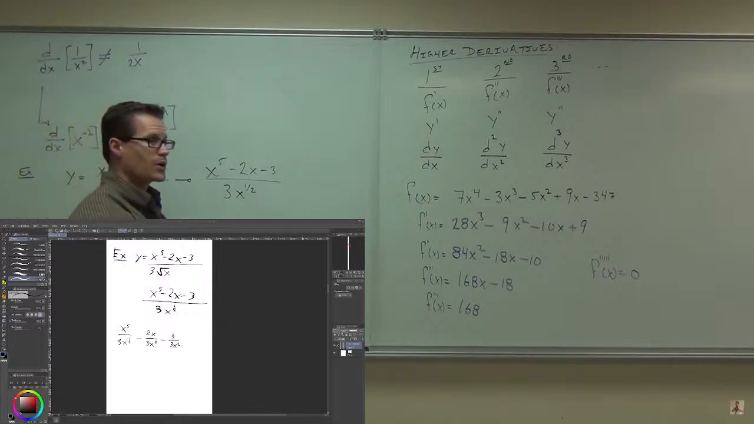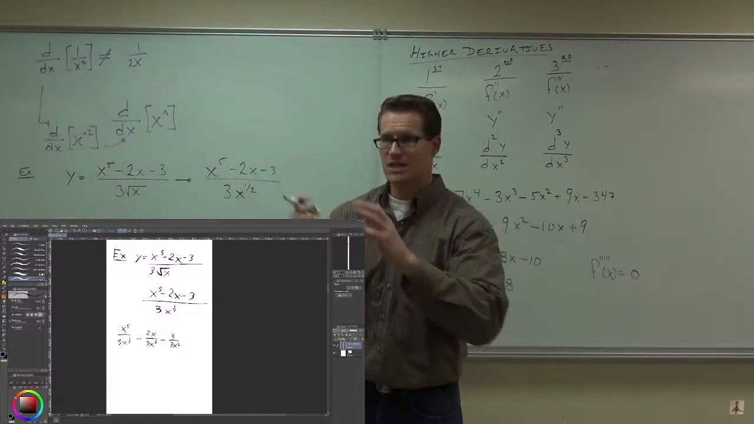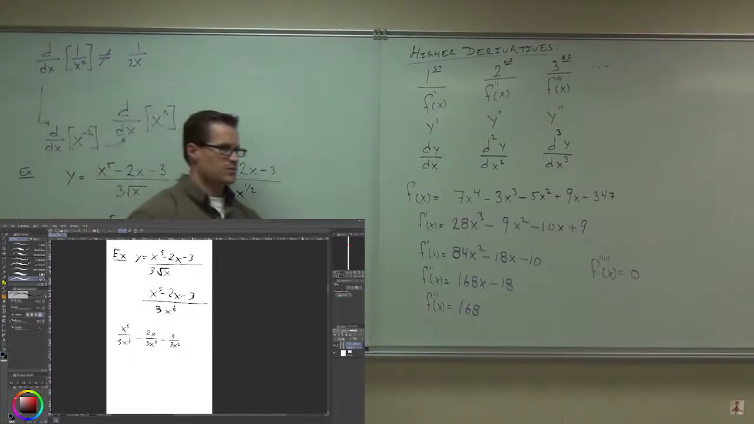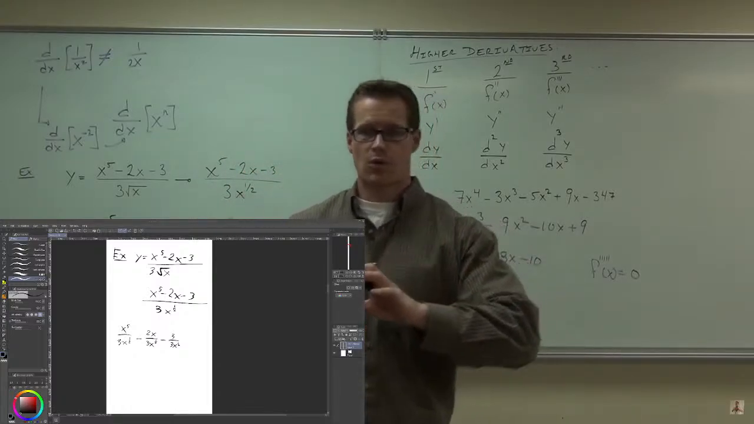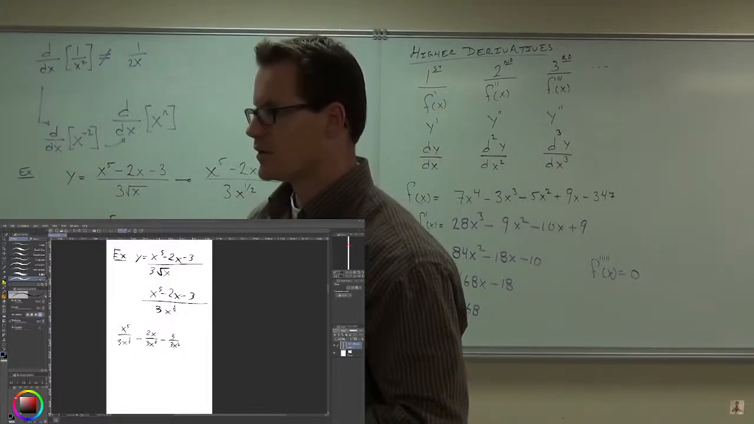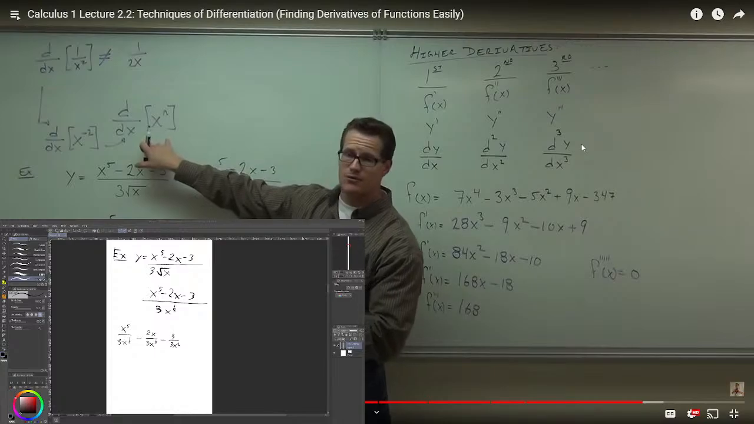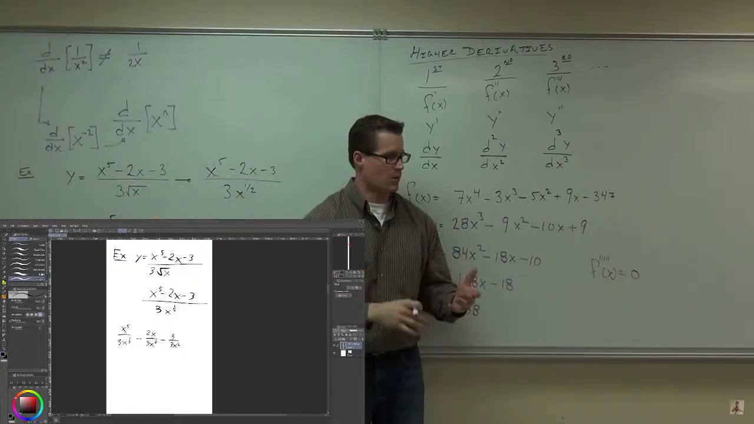That doesn't work. What we could do is potentially split these up into 3 different fractions. So for instance, why don't we try to make it x to the 5th over 3x to the 1/2, minus 2 over 3x to the 1/2, minus 3 over 3x to the 1/2. And then we'll try to simplify each of those fractions to make them fit in our power rule and then take the derivative. Are you guys all right with what we're doing so far? Yeah. We're trying to make it fit into this. If we can't make it fit there, we can't take the derivative right now.